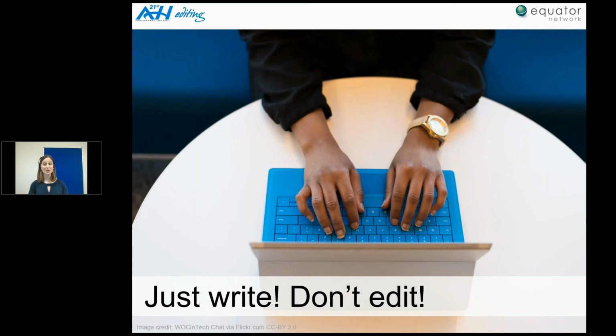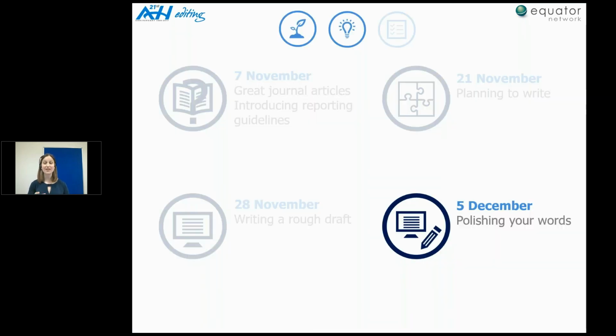Because next week, we're going to cover the process of editing yourself, of polishing your own words and language, of getting it to the stage where you're happy to send it to your supervisor and your co-authors to read. And we do that as a completely separate process. So we'll be doing that on the 5th of December.